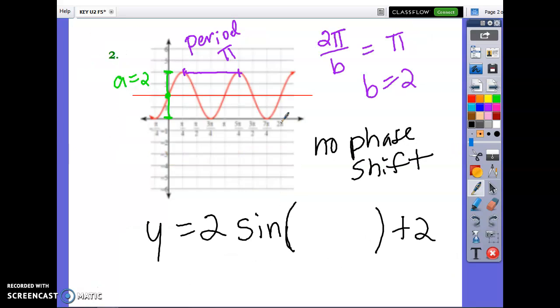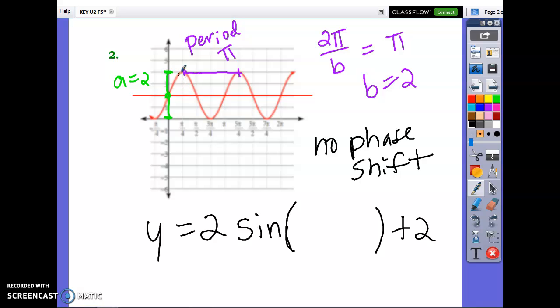Number 2. I go ahead and find the high and I find the low, and half of this distance is the amplitude, so my A is 2. Then I notice that my x-axis has been shifted up 2. It's moved up by 2. So that's why my D is +2 at the end. And in this case, yet again, we are intersecting the new x-axis here, our new 0, 0, so there's going to be no phase shift. Now all we have to do is find B.